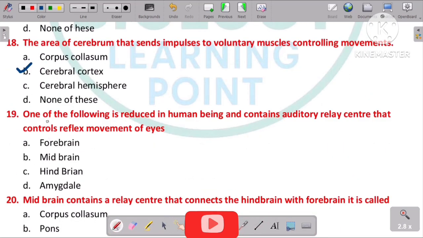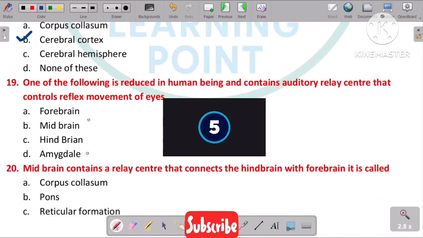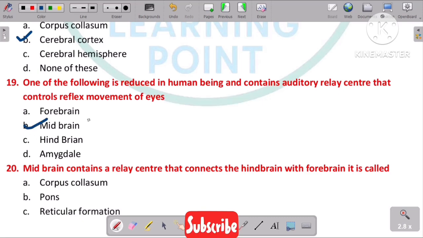So the next question is: which one of the following is reduced in human beings and contains an auditory relay center that controls reflex movement of the eyes? So the options are, so the right option is option B, midbrain.